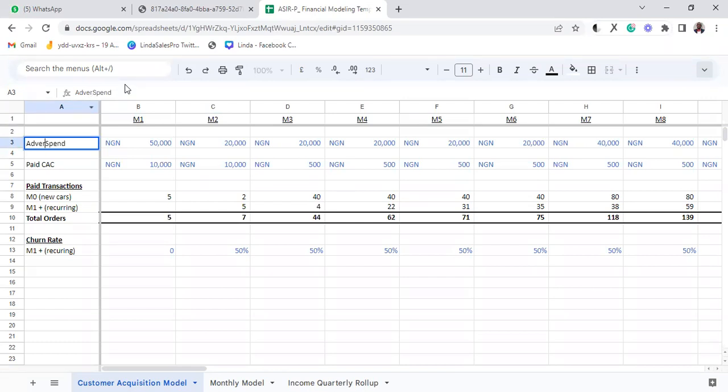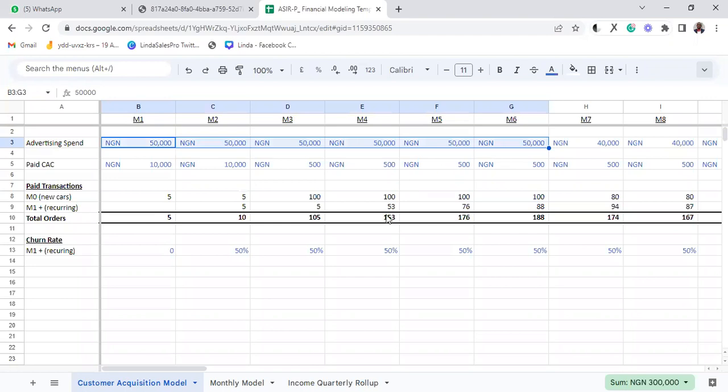Maybe you don't run adverts. All you do is marketing, right? So advertising, spending, as the case may be. So let's say we are going to be spending 50,000 monthly. Now here I can drag this. As you can see, I can drag this. If I drag it and stop at 6, as you can see, all of them will become 50,000.